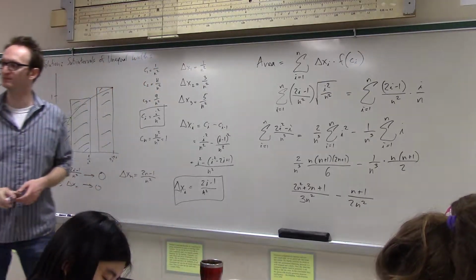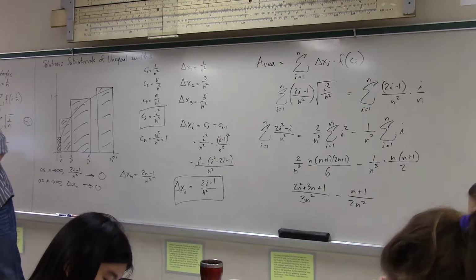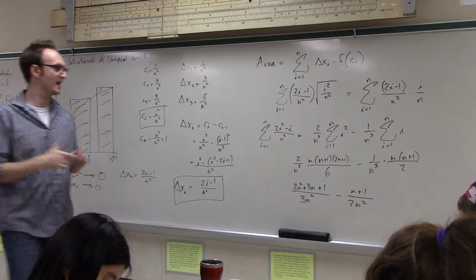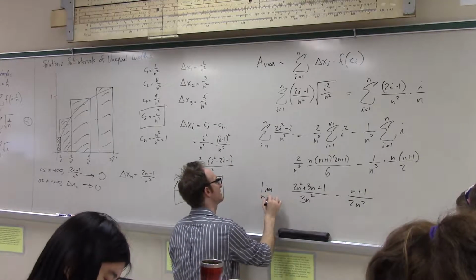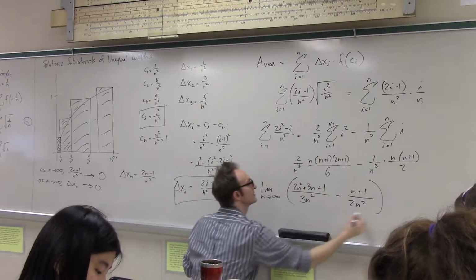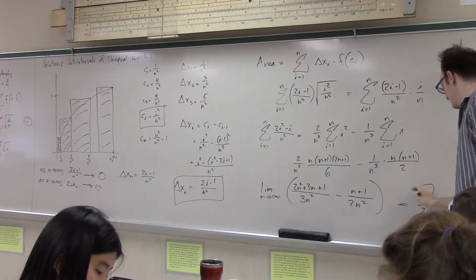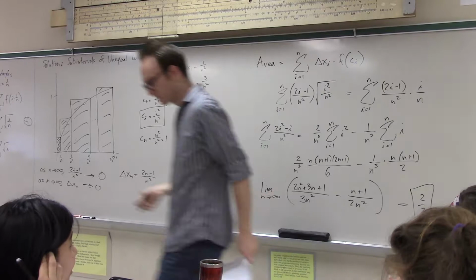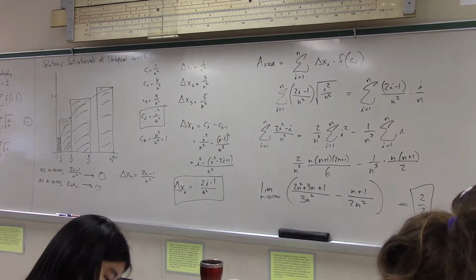Did you guys get what I got? And if you now take the limit as n goes to infinity of this whole thing, what do we get? 2/3. Okay, victory. Is everyone cool with this?